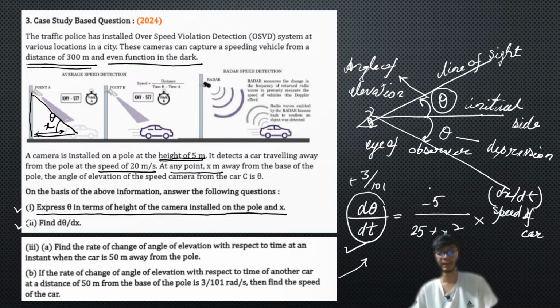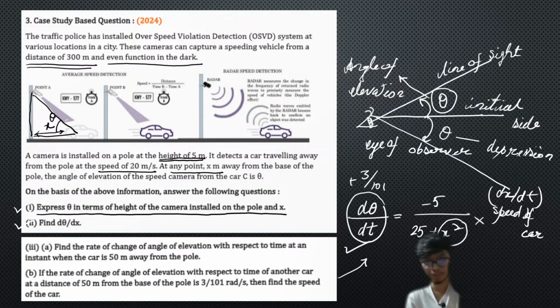Again, please don't forget to write the given units in the problem. If you forget to write the units, you are definitely going to lose some marks. It is 3 upon 101, and it is also at a given distance of 50 meters. So we get 3 upon 101 equal to minus 5 upon 25 plus 2500, into the speed of the car.